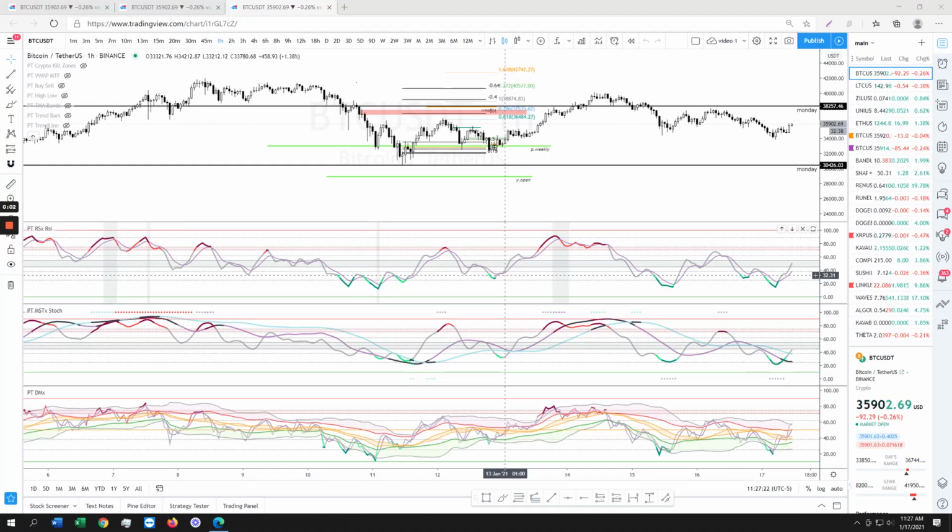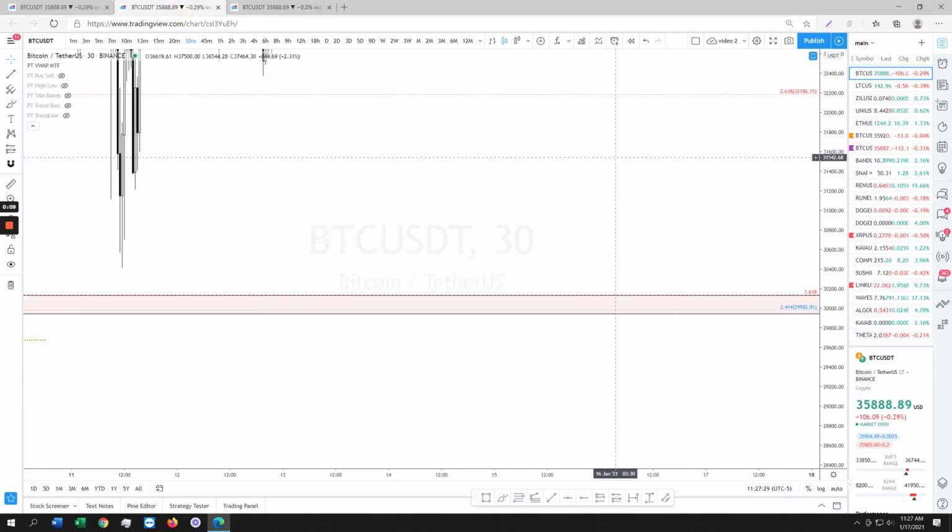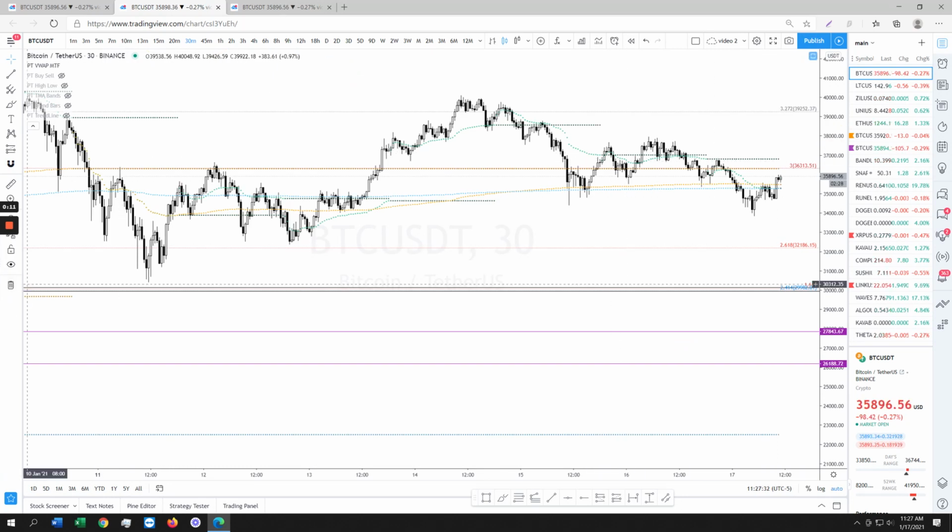Let's talk about BTC quickly. I am sitting in beautiful longs. I'm swinging my shorts, scalping my longs. Let's go over some price action. Tell you guys what's up.